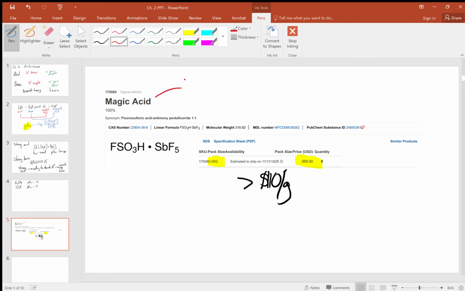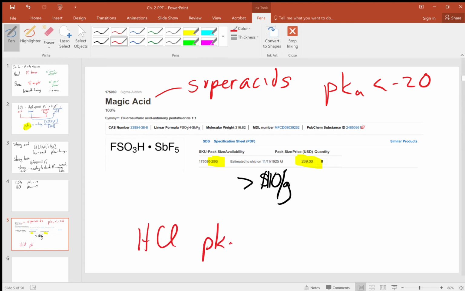Well, magic acid belongs to a class of compounds known as superacids. These molecules all have pKa's of less than -20. Remember, HCl had a pKa of -7. And given that this is the pKa, the p is negative log, this scale is logarithmic, that means that magic acid is more than 1 trillion times stronger than hydrochloric acid.